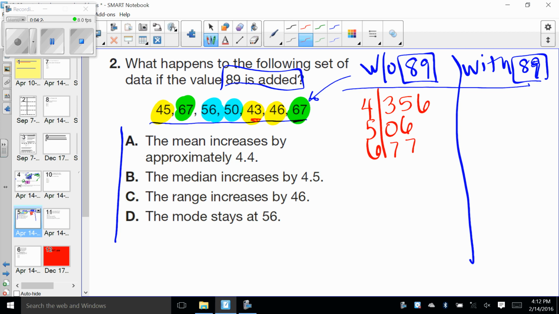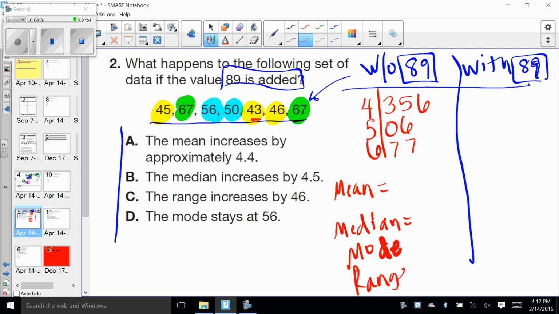So if we look at the central tendencies, we would say that we have a mean, a median, a mode, and then we have, of course, a range. The mean, we would add them all up. So we would say 43 plus 45 plus 46 and so on. Go ahead and add those all up. 43 plus 45 plus 46 plus 50 and so on. When we do that, I get 374. Make sure you're getting 374 when you add those all up, without the 89, that is.